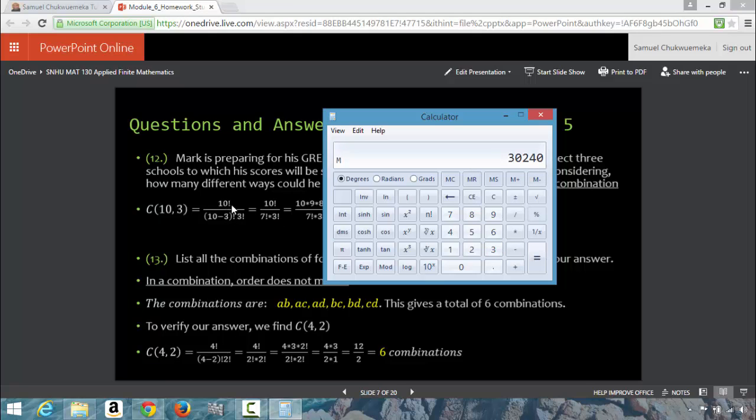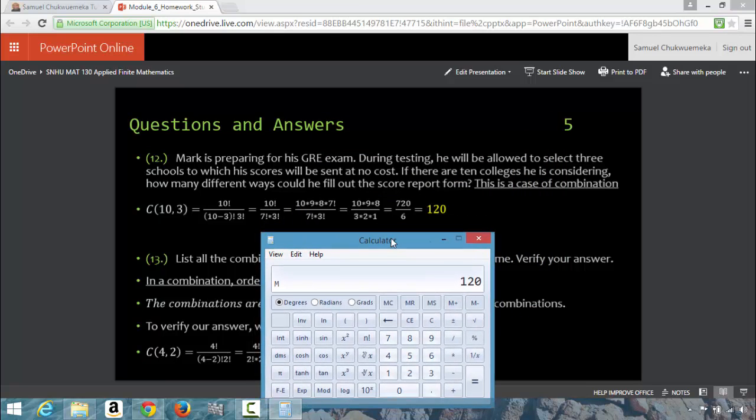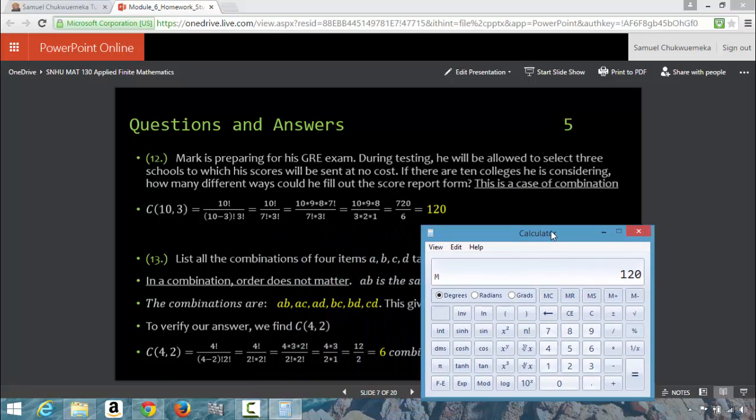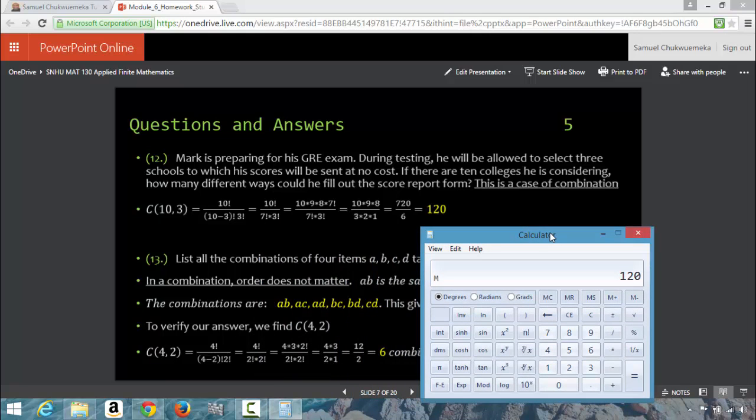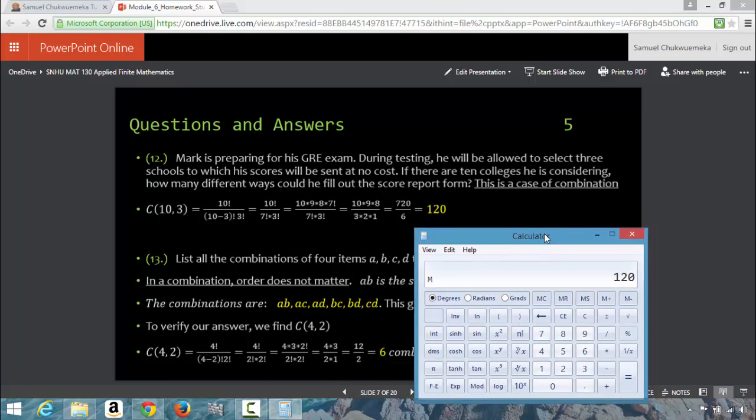Now I come to the numerator. I press 10 factorial. It gives me this. Divided by recall memory. And this will be equal to 120. So there are 120 different ways he can fill out the score report form.